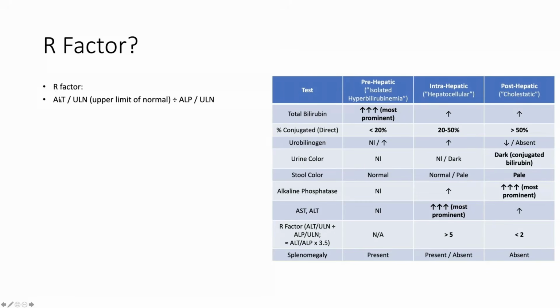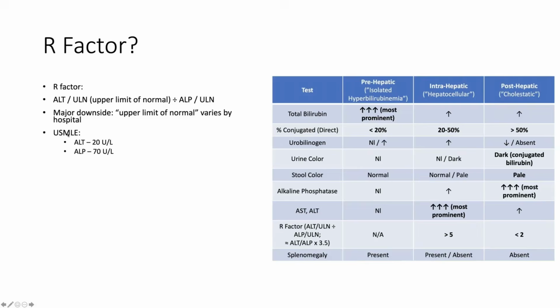So R factor in the equation is ALT over ULN, which is the upper limit of normal. Sometimes you'll see ULN. So ALT over the upper limit of normal divided by ALK-Phos over the upper limit of normal of ALK-Phos. So the major downside to this, because you'll see ULN sometimes, for example in Light's criteria, you'll see upper limit of normal for looking at total protein albumin. And so you might wonder why is this not a fixed number? It's because the upper limit of normal varies by the hospital.